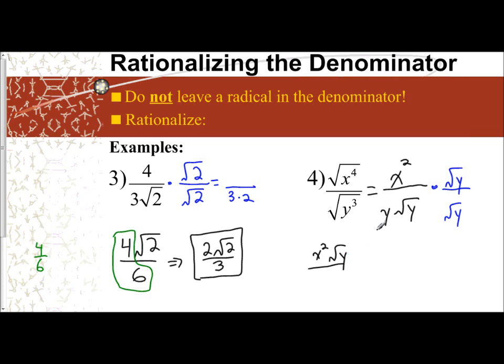And in the bottom, you get y times, and the square root of y times the square root of y is y. And so I get x squared, square root of y over y. And that is my final simplified expression.